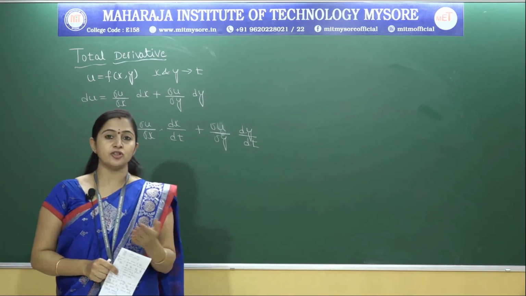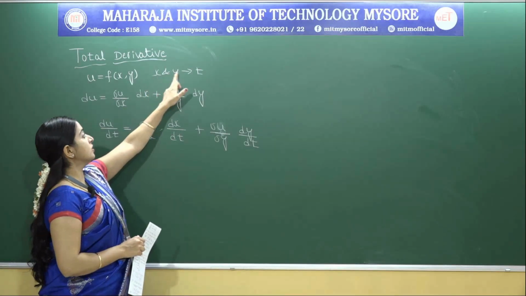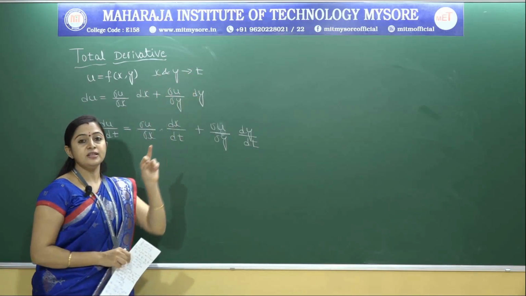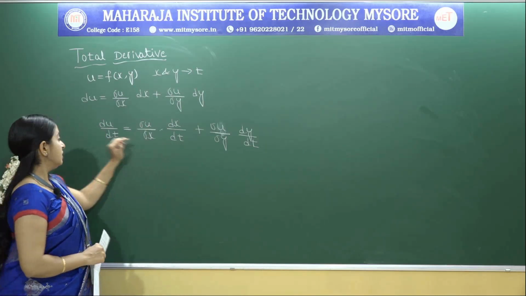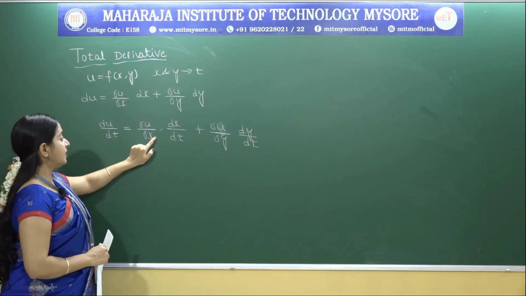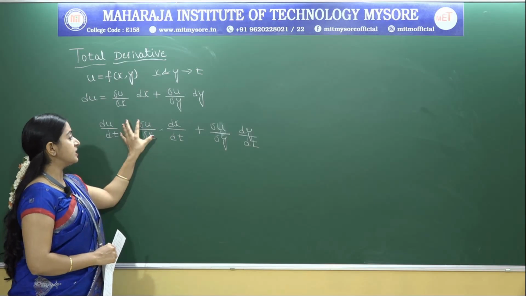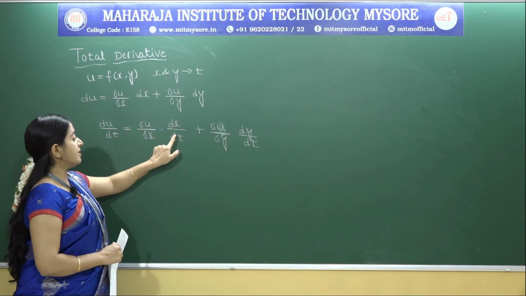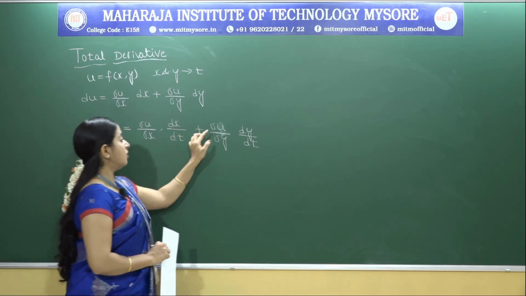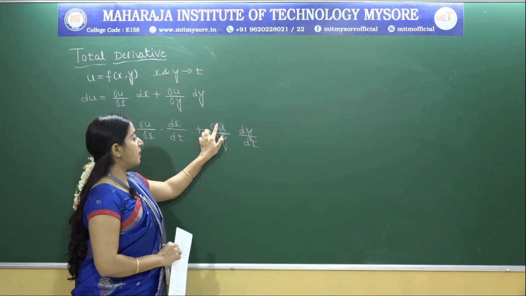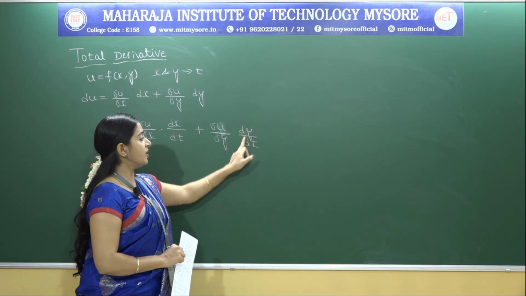So I consider the same function here, u is a function of x and y, and x and y depend on the single variable t. Then the total derivative of the composite function of the single variable is defined by this formula: du by dt equals del u by del x, dx by dt. Here del u by del x is the partial derivative, and dx by dt is the usual differentiation of x with respect to the variable t. Same for the next term: del u divided by del y is the partial differentiation of u with respect to y, and then the usual differentiation of y with respect to t.